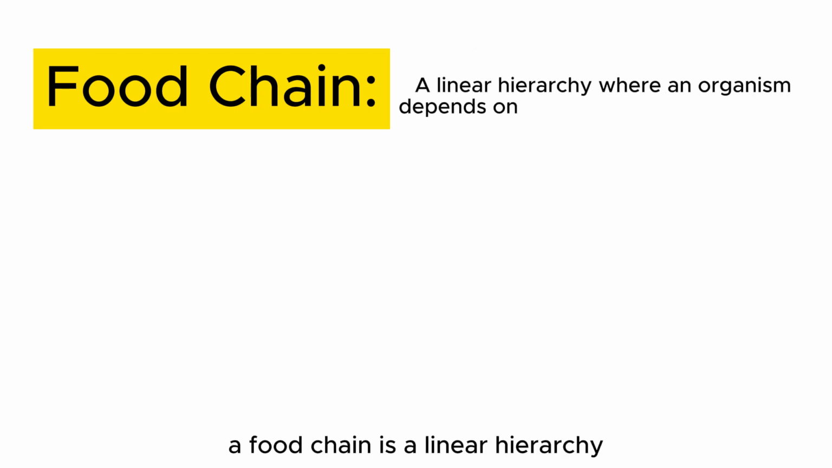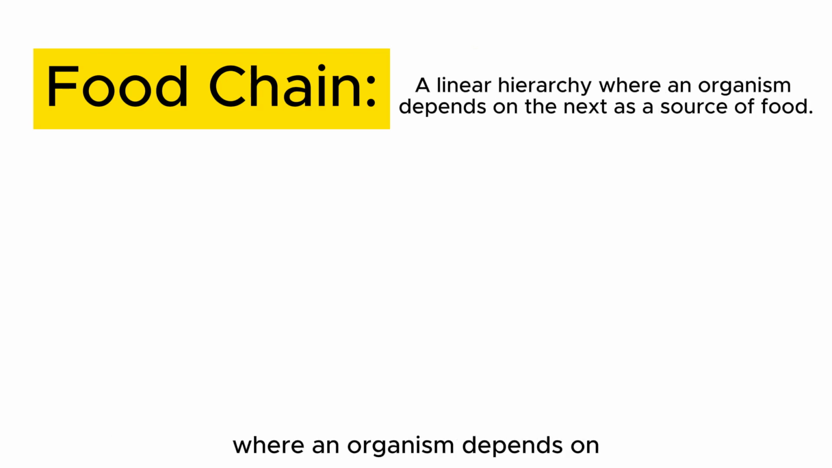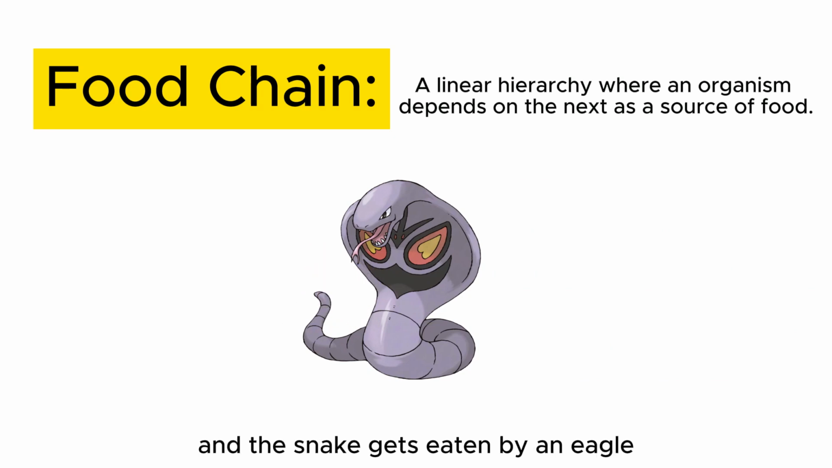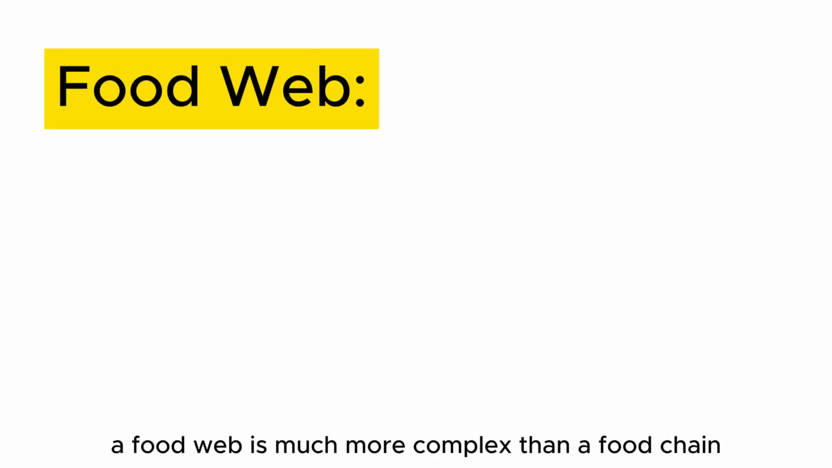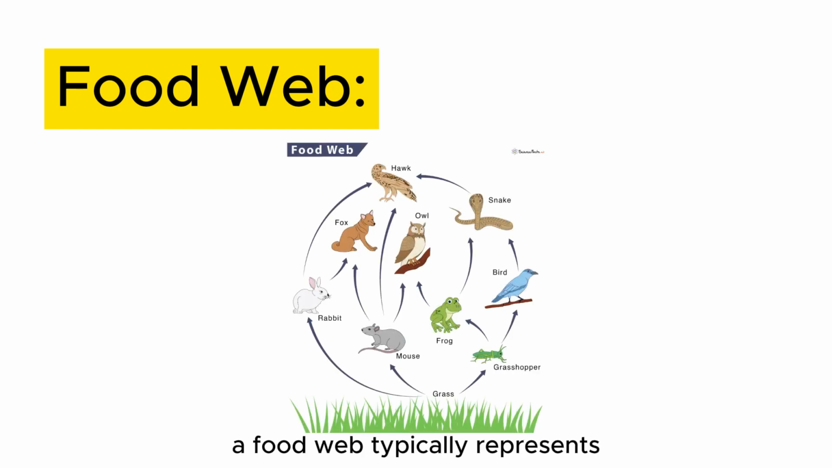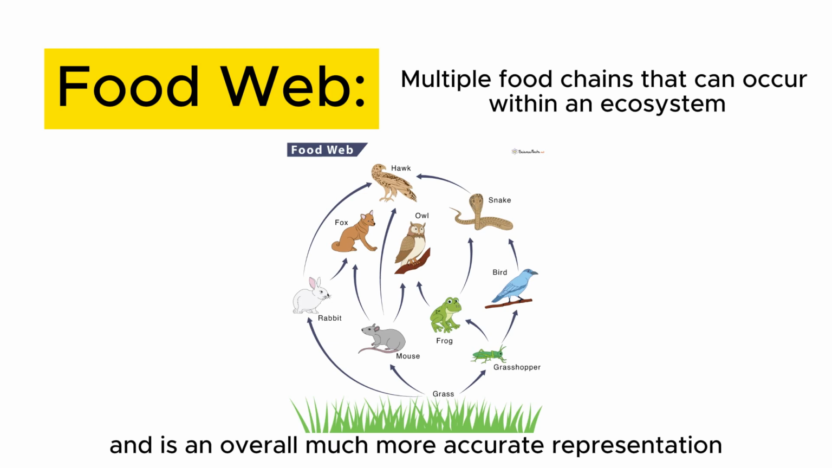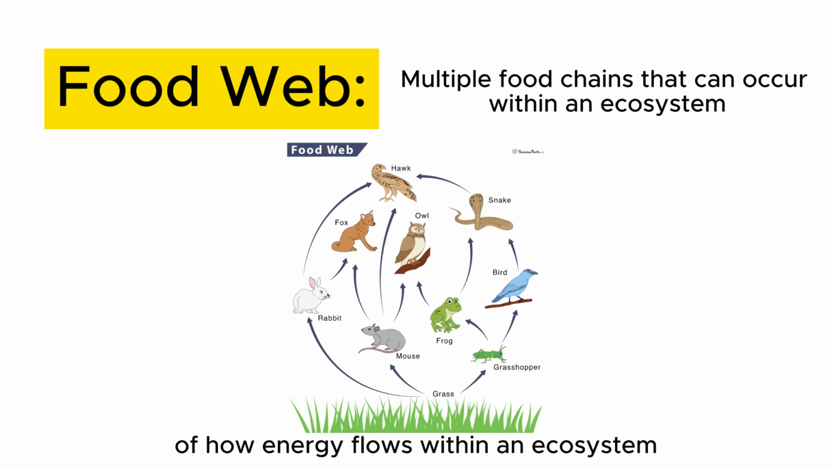A food chain is a linear hierarchy where an organism depends on the next as a source of food. For example, grass is eaten by a rabbit, the rabbit gets eaten by a snake, and the snake gets eaten by an eagle. A food web is much more complex than a food chain. A food web typically represents multiple food chains that can occur within an ecosystem, and is an overall much more accurate representation of how energy flows within an ecosystem.